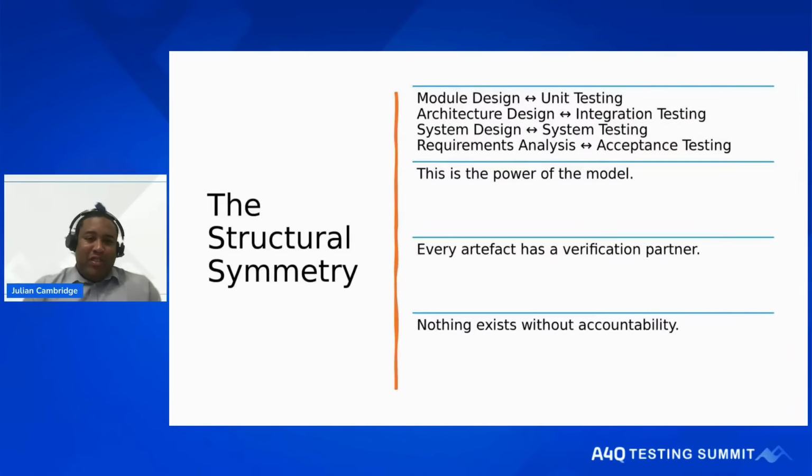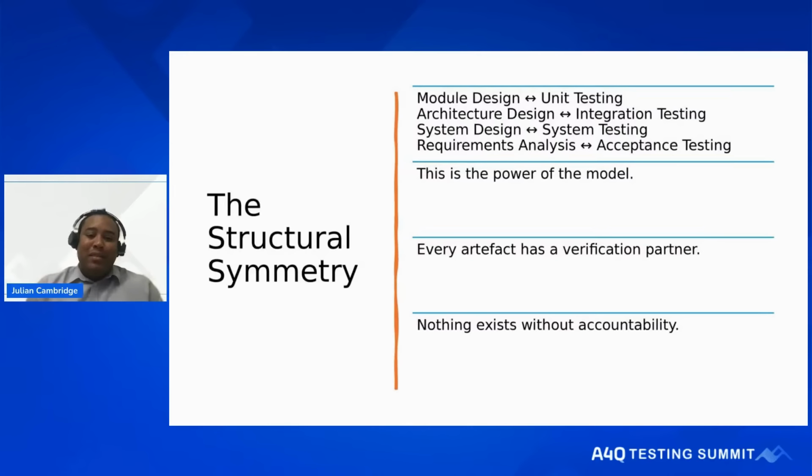And this brings us on to the structural symmetry slide, where very much what we've been speaking about with the illustration that I've been showing on screen of the V model is the relationship between the test basis or the artifacts on the left and the relationship they have with the test levels on the right.